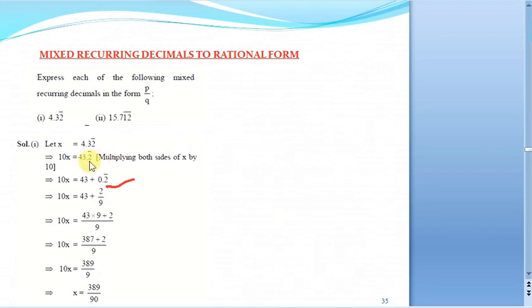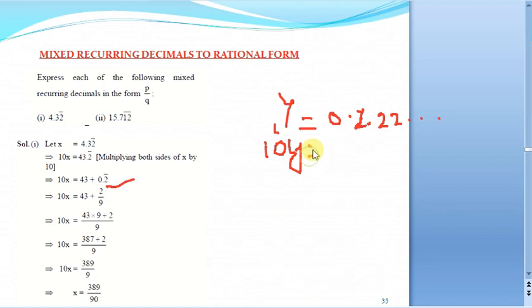So let us assume, as we have already taken x, y is equal to 0.222 and all. Now as we have seen in the earlier case, we will take 10y, because only one digit is repeating. So 10y is equal to 2.222 and all. When I multiply with 10 on both sides, the decimal point will move here. Now let us subtract.